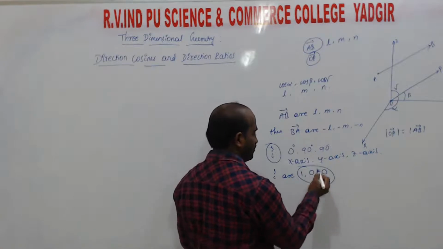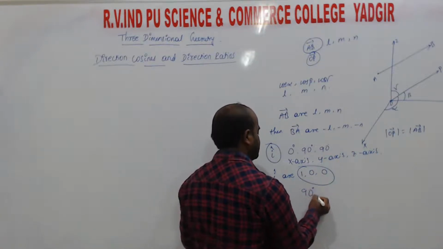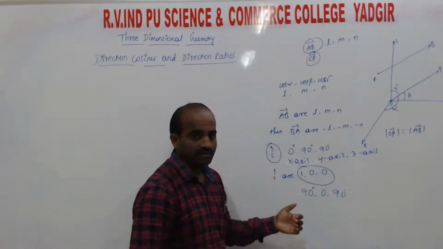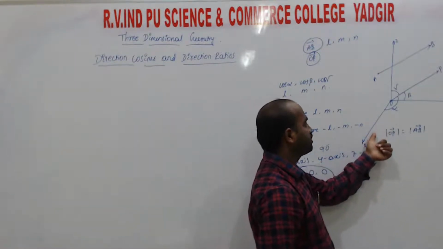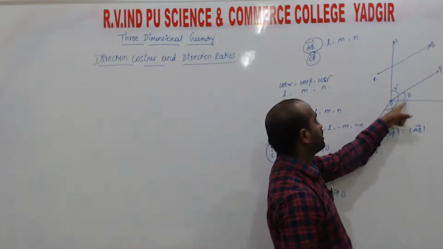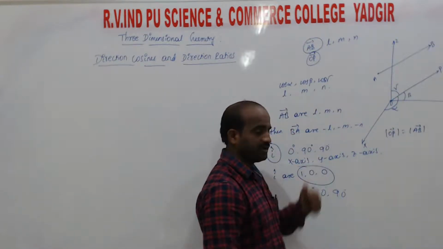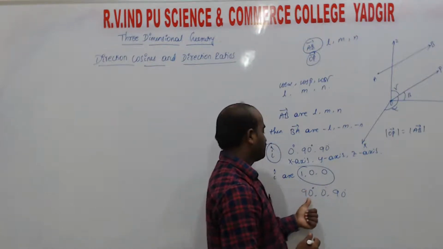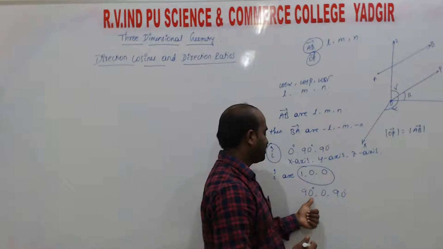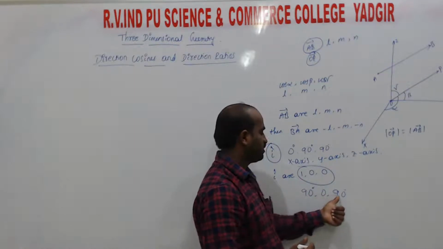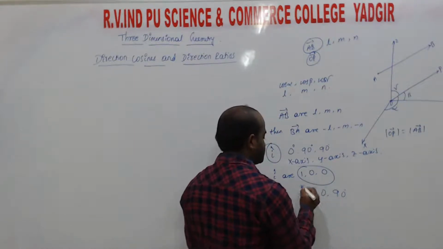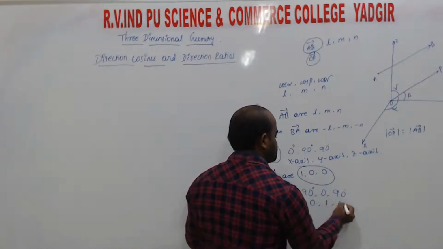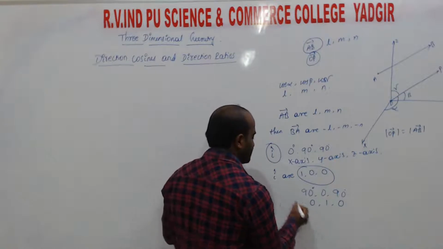Direction cosines of the y-axis: the unit vector j cap makes angles 90, 0, 90. With i it is 90, with j it is 0, and with k it is 90. So the direction cosines of the y-axis are 0, 1, 0.